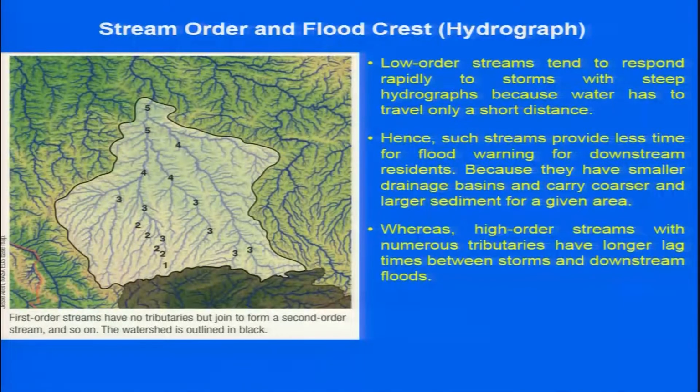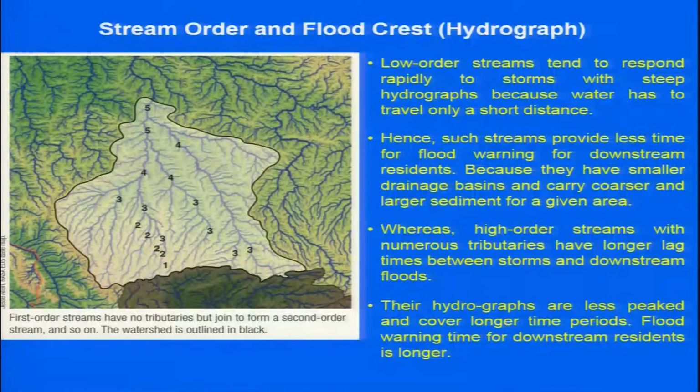and they carry coarser and larger sediments from a given area, whereas higher order streams with numerous tributaries have longer lag times between the storm, that is rainfall, and downstream flooding. Their hydrographs are less peaked, cover a longer time lag, and the flood remains for a longer period. So flood warnings can be issued in such situations, because you will have a longer time gap between the rainfall and the flood.